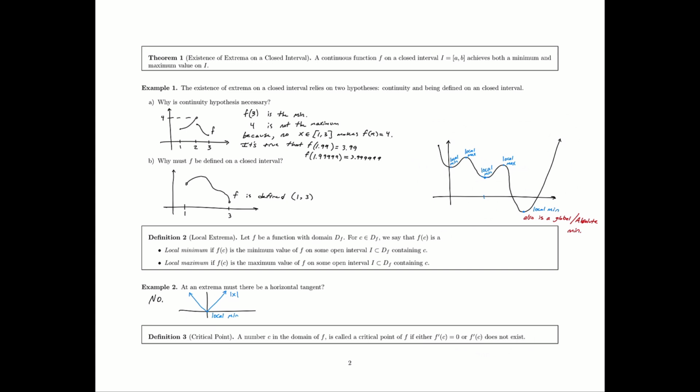Now again, this doesn't mean that just because a function's derivative is 0, or that a function's derivative doesn't exist at a certain point, that there necessarily is a local extrema at that location. It just means it's a candidate.